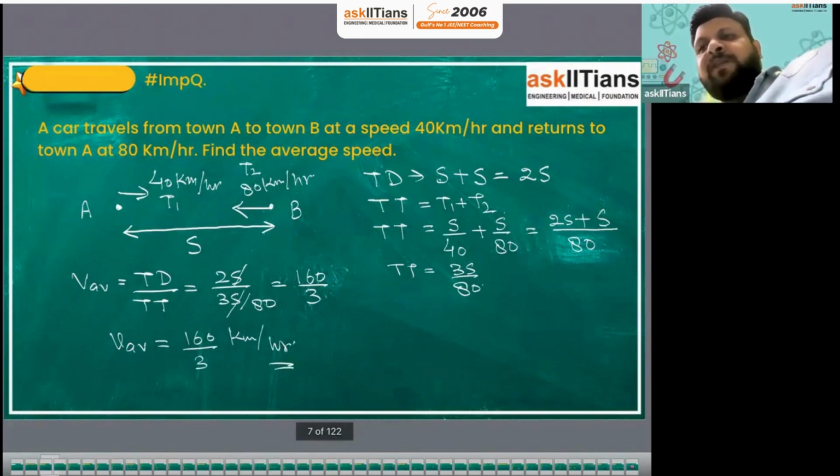As the speeds are given in the unit of kilometer per hour, so average velocity will also be with the same unit, kilometer per hour, right?